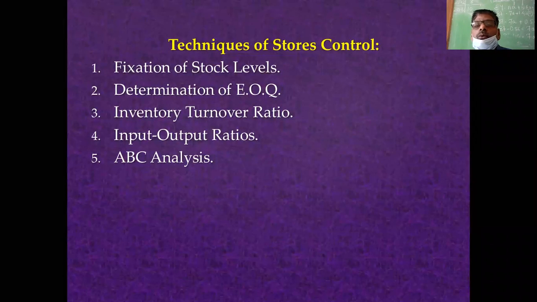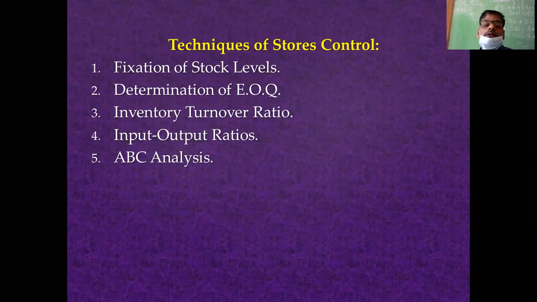And input output ratio. Input means whatever we put in the process of production, that is raw material. Output means whatever we take out from the process of production, that is finished product. Input means raw material, output means finished product. What is the relation between these two? We will study in detail.